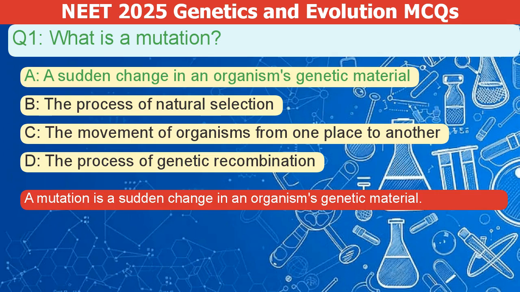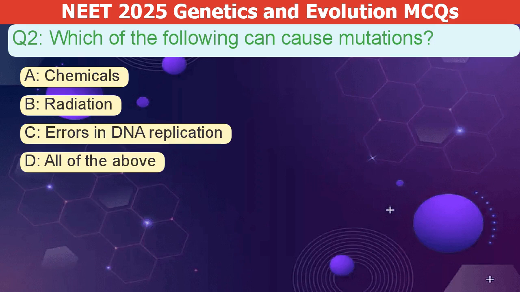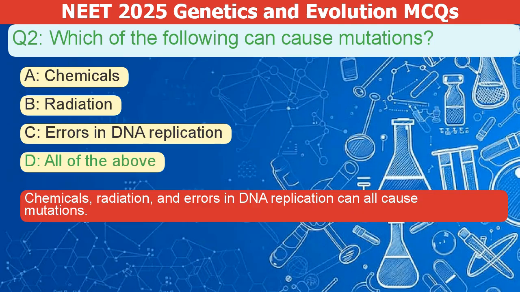A mutation is a sudden change in an organism's genetic material. Which of the following can cause mutations? A. Chemicals. B. Radiation. C. Errors in DNA replication. D. All of the above. The correct answer is D. Chemicals, radiation, and errors in DNA replication can all cause mutations.